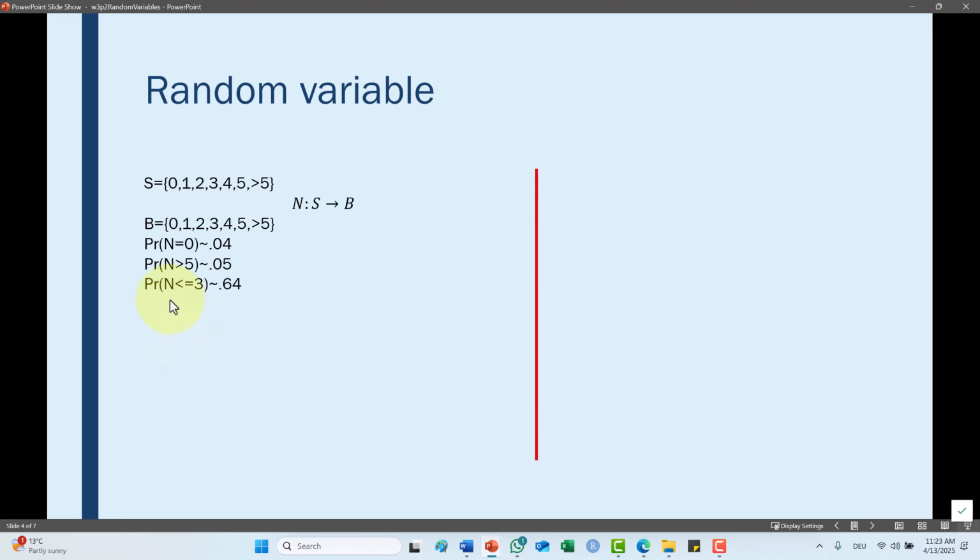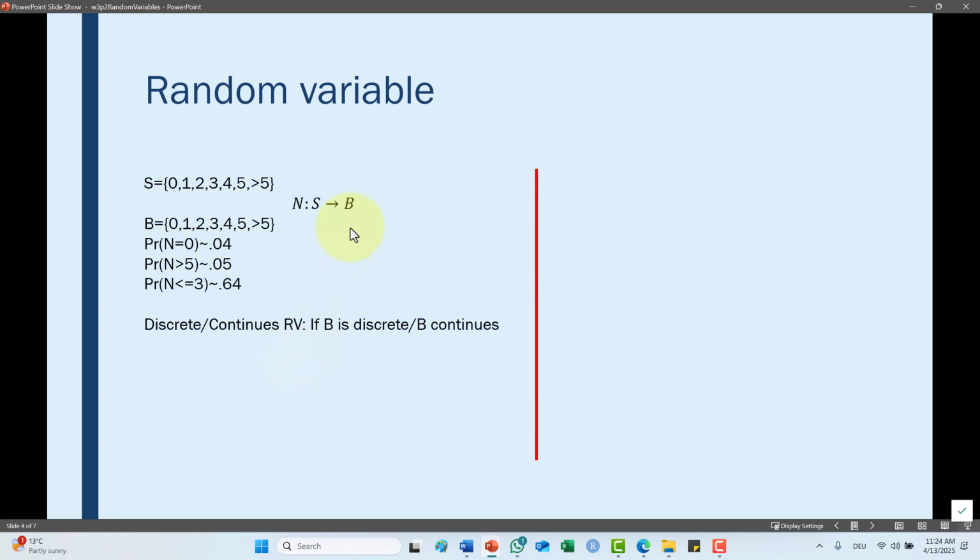You can also calculate the probability of secondary events. For example, the probability that 3 or fewer people are waiting. That would be a combination of 0, 1, 2, and 3. And you add the probabilities from the table in the previous slide, you get 64%.